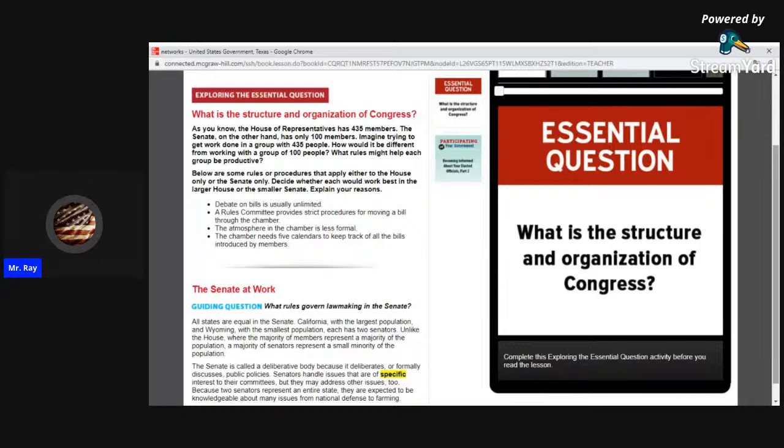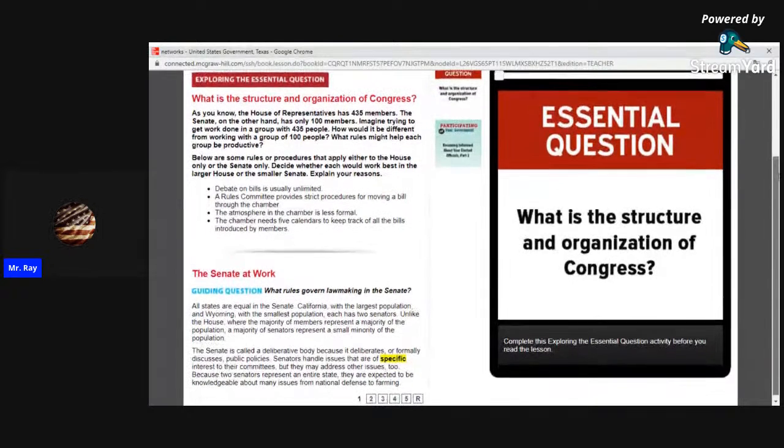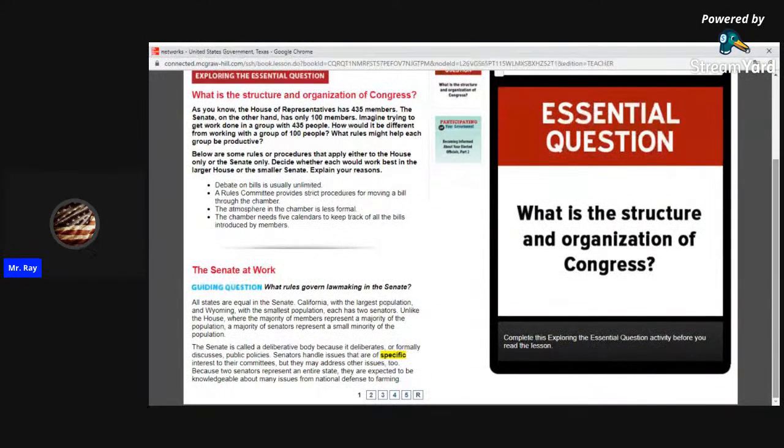So what is the structure and organization of Congress? You can read that here. Okay, they debate on bills. Rules of committee provide strict procedures. The atmosphere is less formal, and the chamber needs 5 calendars to keep track of bills. Okay, so these are some of the structure. So the Senate at work. What rules govern lawmaking in the Senate?